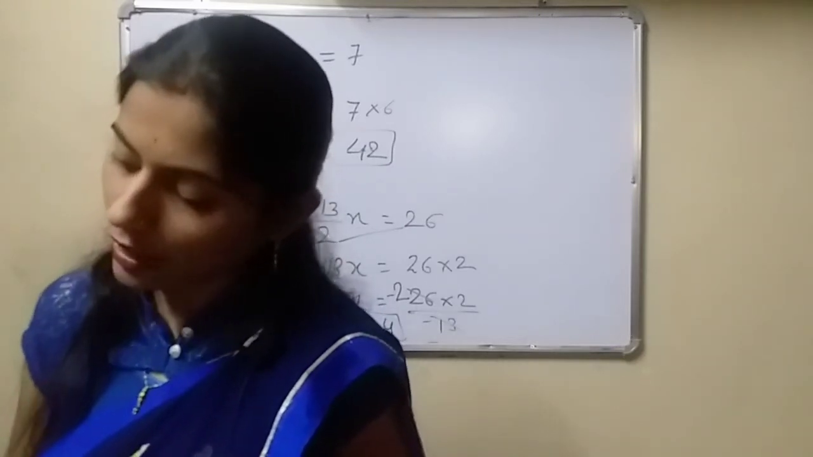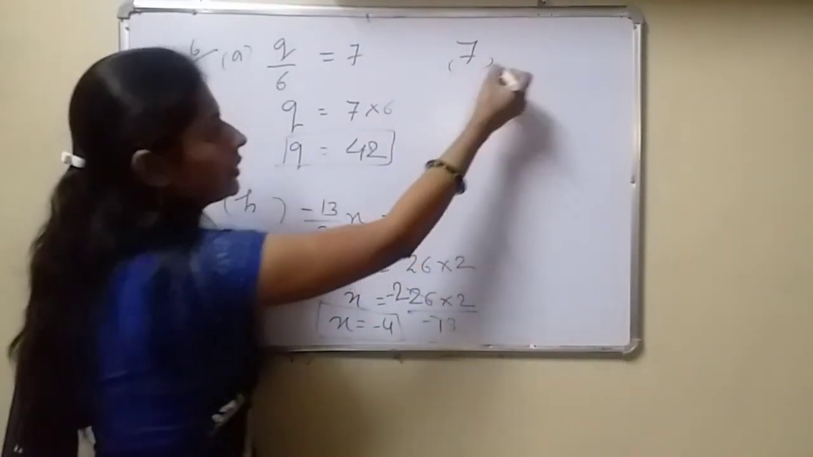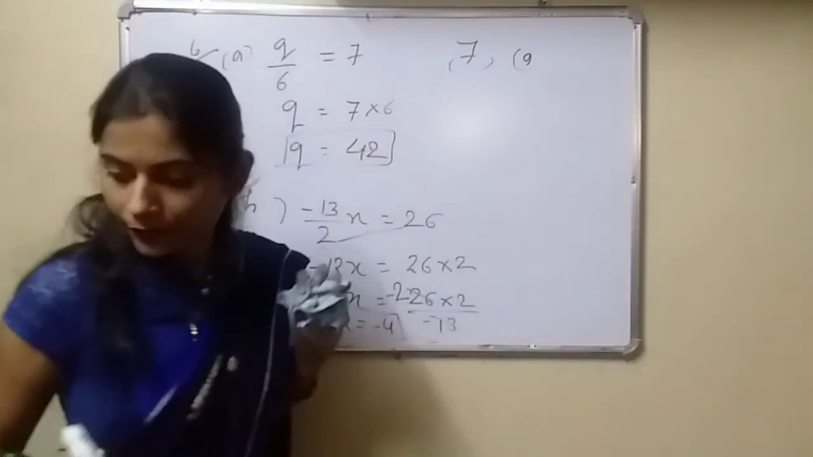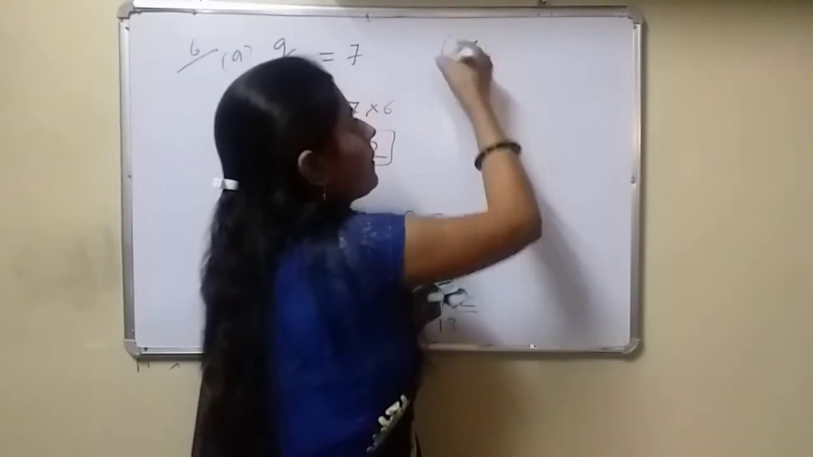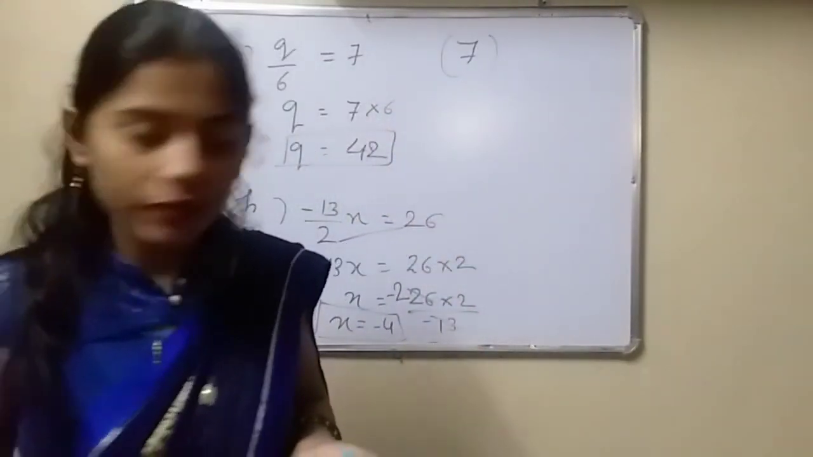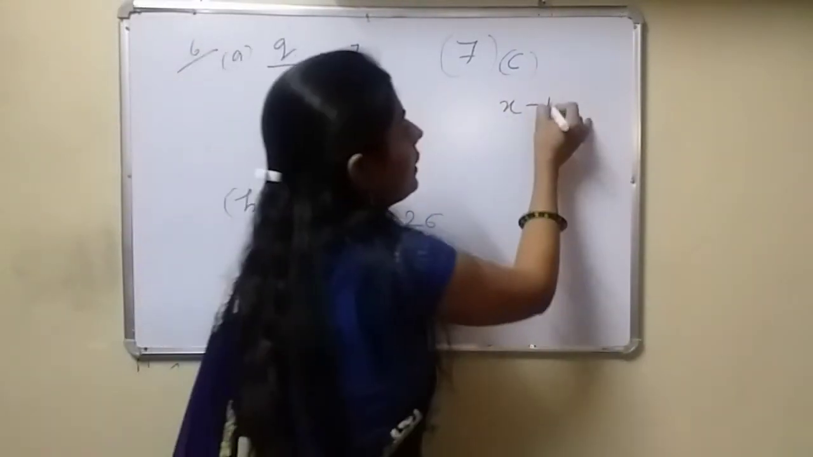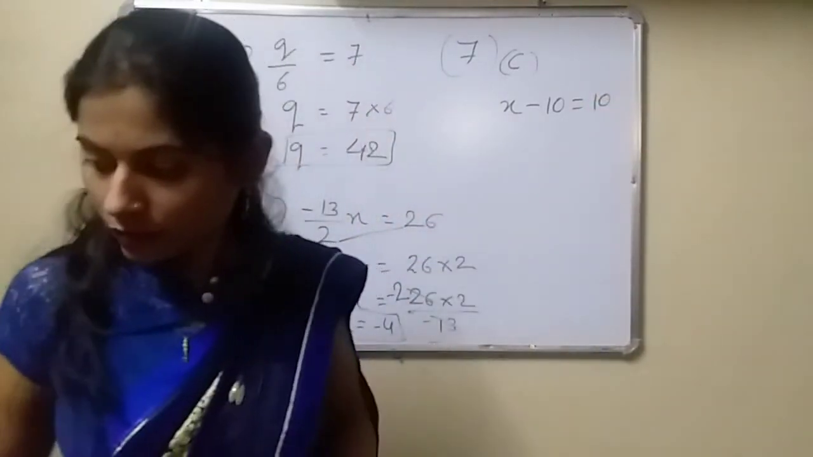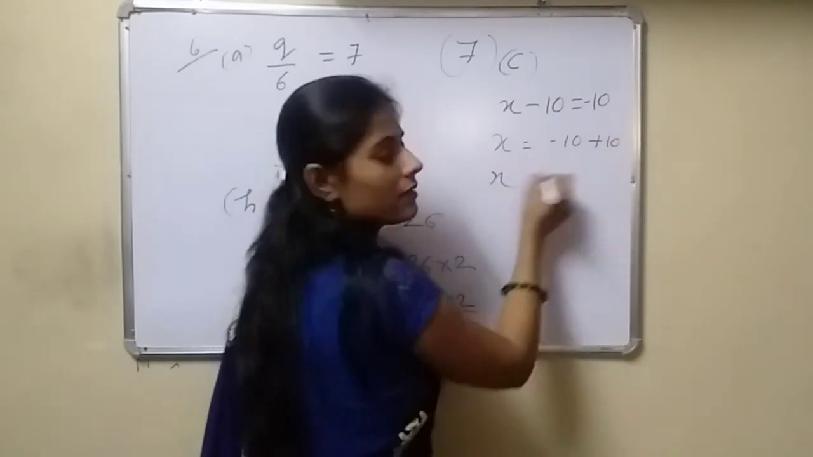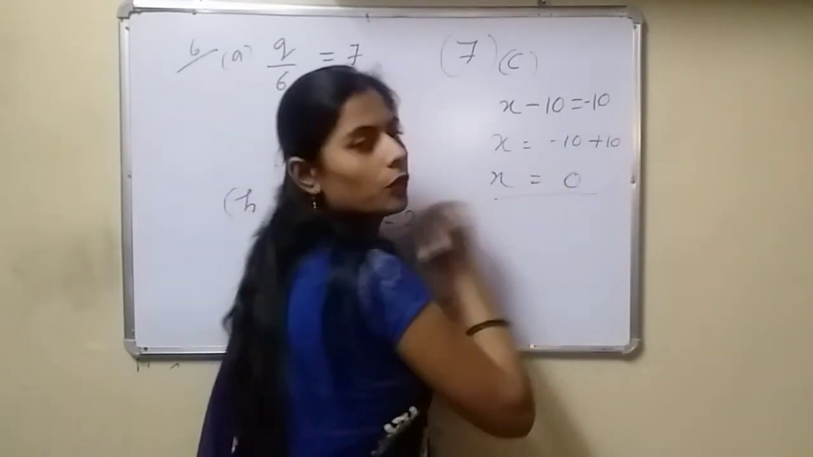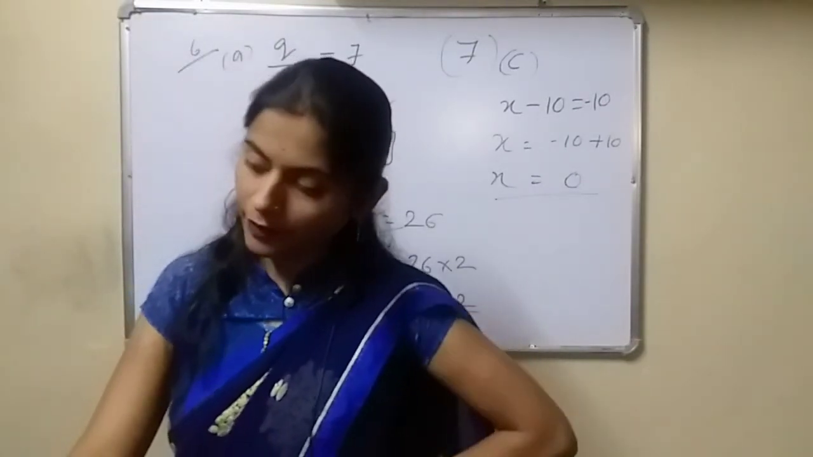Now see question number 7. Here also you have to solve the equations. See equation number 7. The a part you will solve yourself, it is very easy. See, I will solve this. Okay, that is x minus 10 is equal to 10. Not 10, that is minus 10. So x is equal to minus 10 plus 10. Okay, minus 10 plus 10 is equal to 0. This is your answer. So the rest of the questions from question number 7 you have to solve.